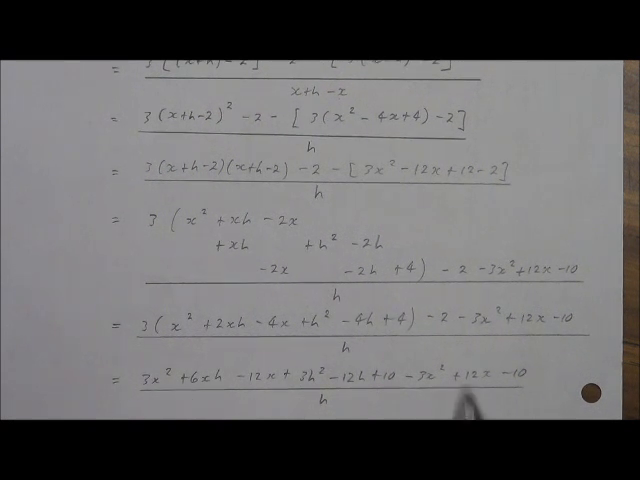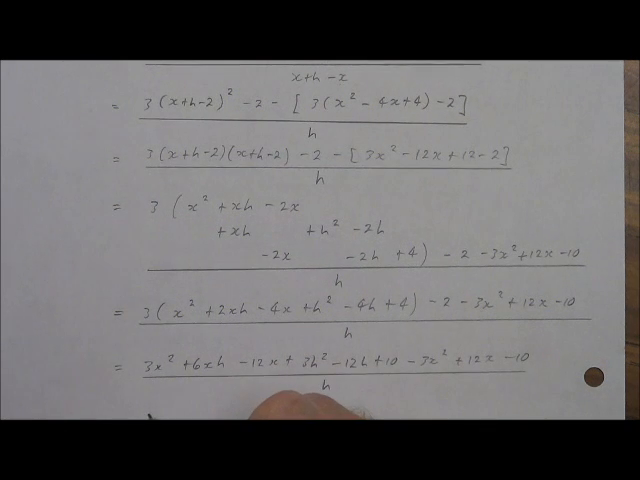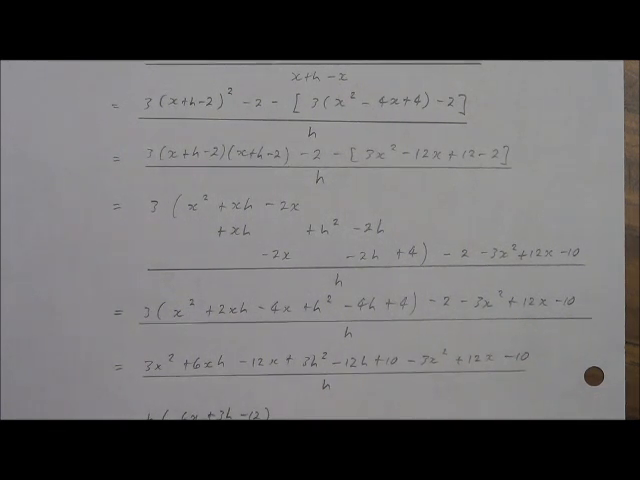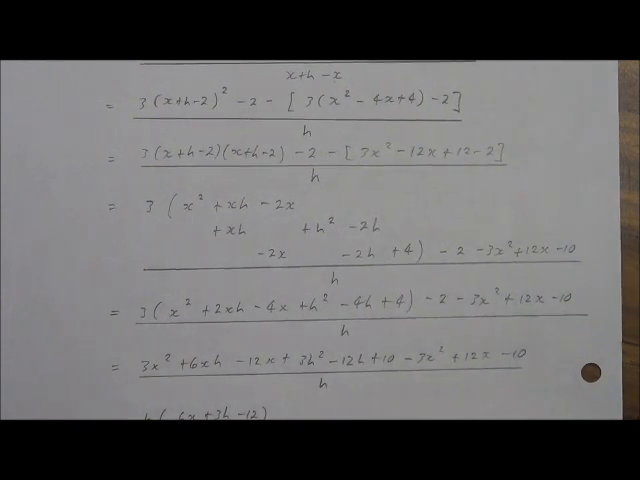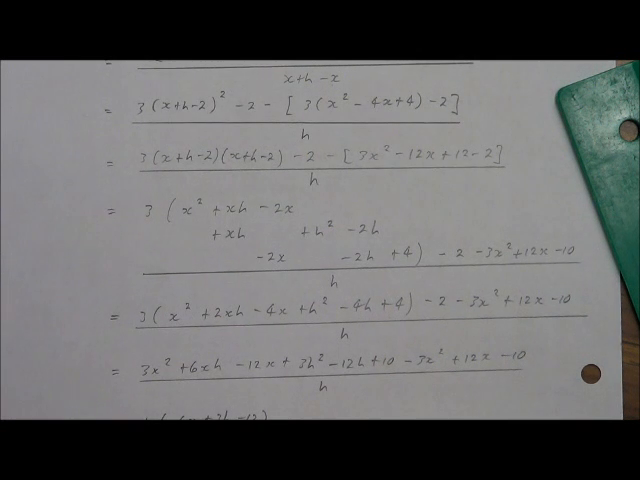And then when I collect all like terms and simplify down there, I will also factor out an h. So I have h quantity 6x plus 3h minus 12 all over h. So the average rate of change will simplify down to 6x plus 3h minus 12.